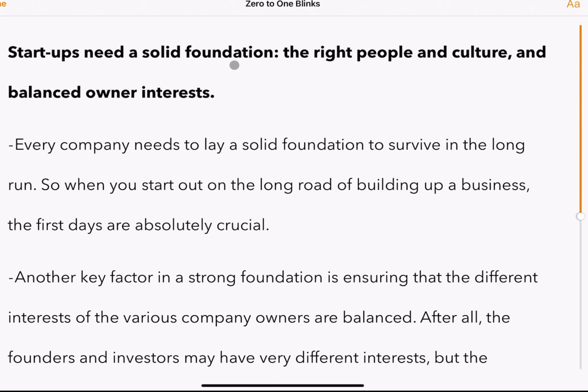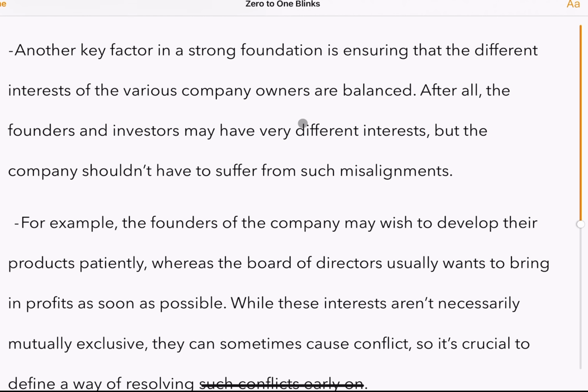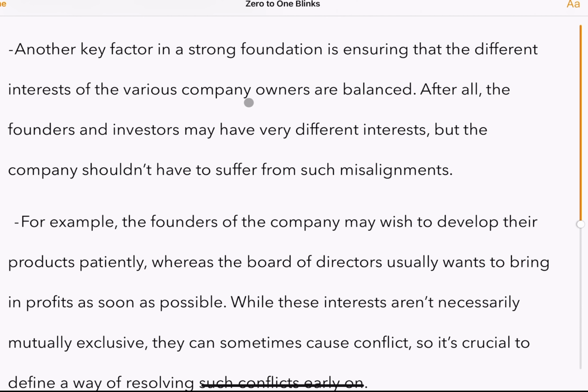Startups need to have a solid foundation, the right people and culture, and balanced owner interests. Now, I have a very key point for Palantir in this section. Every company needs to lay a solid foundation to survive in the long run. So when you start out on a long road of building up a business, the first days are absolutely crucial. Another key factor is ensuring that the different interests of the various company owners are balanced. Now, this is where something you've probably heard of by now in Palantir comes into play. So Palantir's co-founders have a majority ownership with Class F shares, meaning even if they sell all their shares or Palantir gets bought out for some reason under this voting rights sort of thing, they would still have ownership of the company. And why is that?